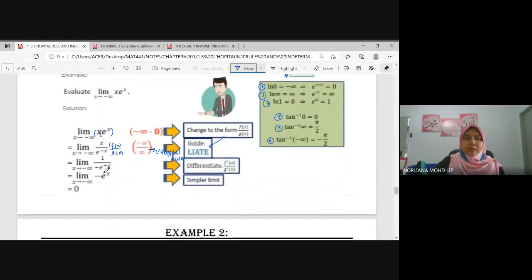Okay, then we simplify. Then we substitute the limit. We substitute the value x equal to negative infinity into this function. So we get 0. The answer is 0, so 0 is a real number. We follow the rules: negative e to the power of negative infinity equal to 0.